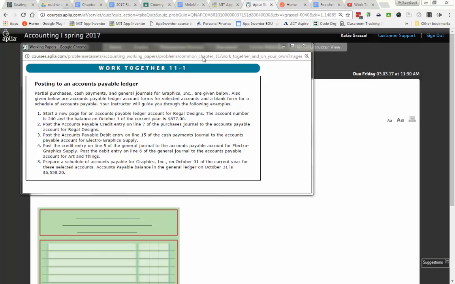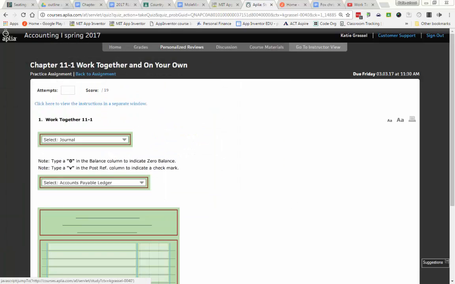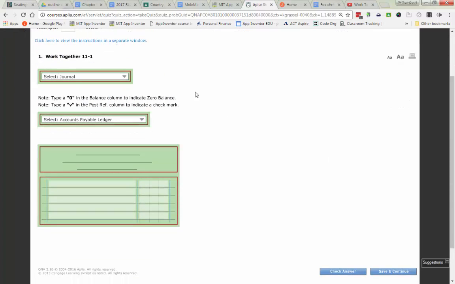The account number is 240 and the balance on October 1st of the current year is $877. So what does this mean? Previously, we have bought some items from Regal Design and there was a balance there, but we ran out of room on the form, so we just have to make a new form. So right here under my accounts payable ledger, I'm going to go through and select Regal Design.